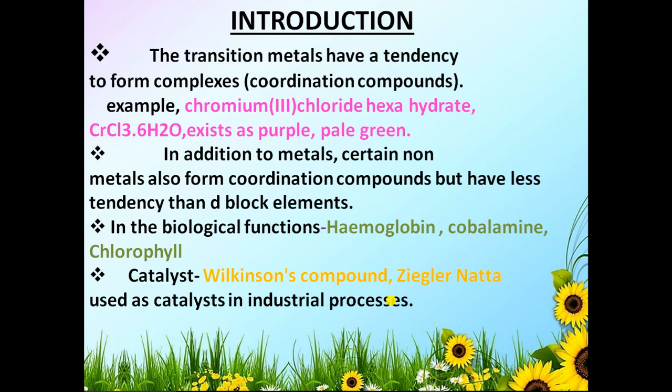Transition metals have a tendency to form complexes. Why do transition metals form complexes? Because they have vacant d orbitals, so they accept electrons from the ligands.